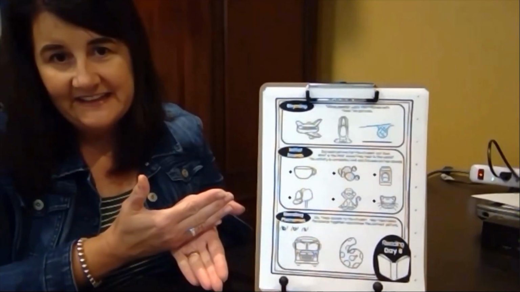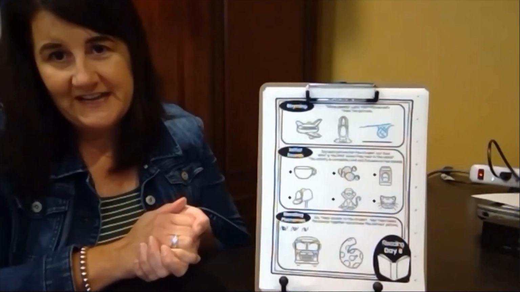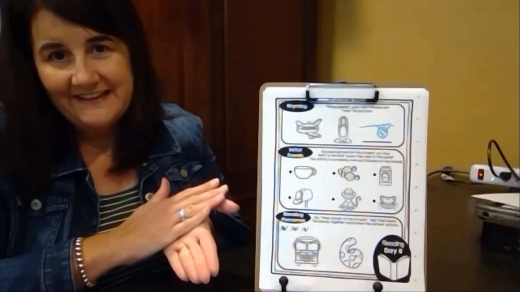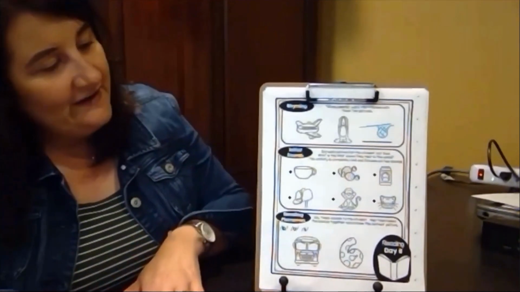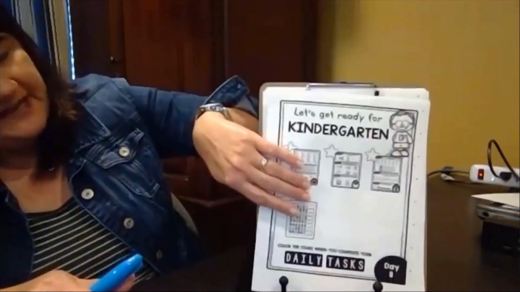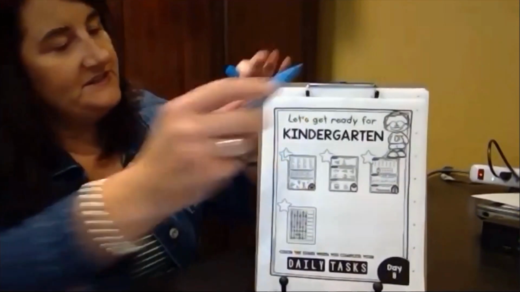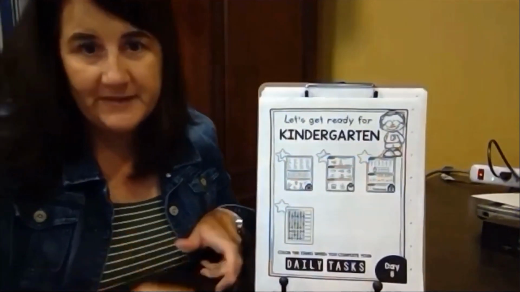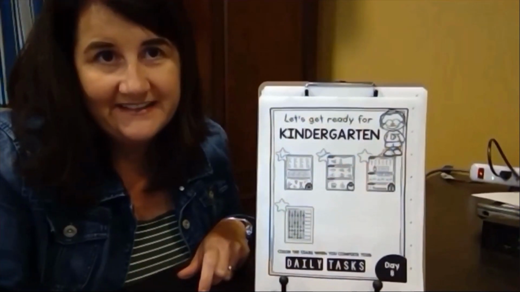S-i-x, six. Let's do it one more time. S-i-x, six. So we are finished with page 2. So you are going to either check off or color the star for our second page of tasks.